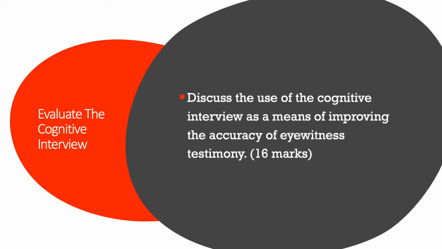You'd also talk about how that improves the accuracy. So you would talk about cue dependent forgetting, or you'd talk about schemas. You could even talk about the encoding specificity principle. Just something about how the cognitive interview improves accuracy for your A01. And for your A03, I'm going to talk you through the 5 paragraphs that you could write. So number 1 is that there's lots of research support.